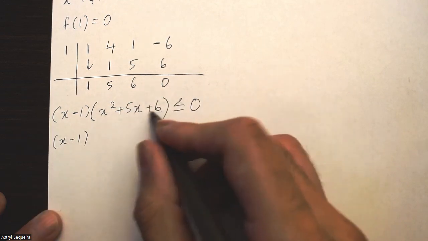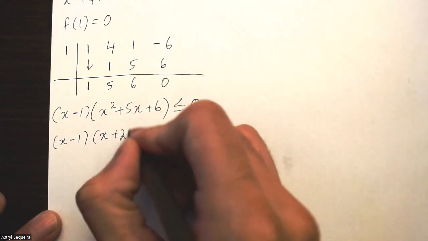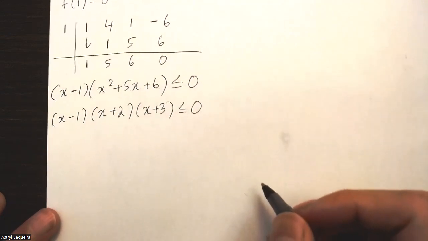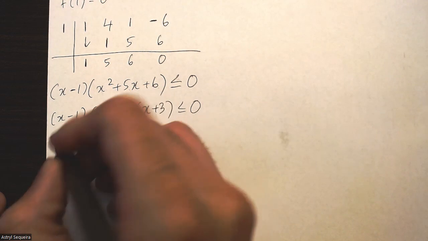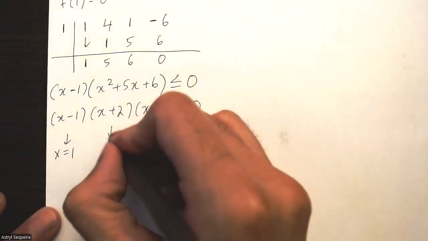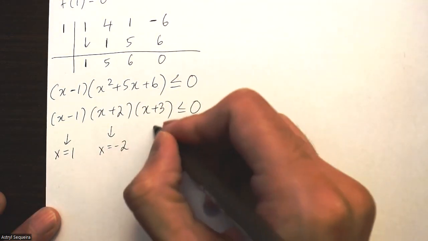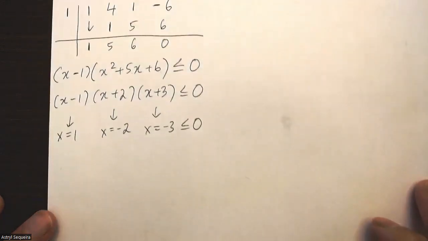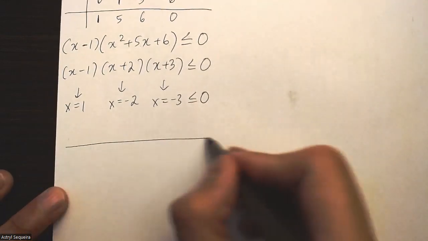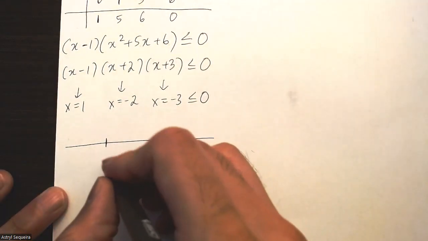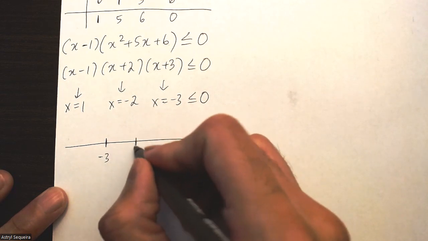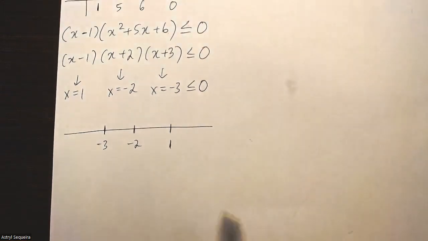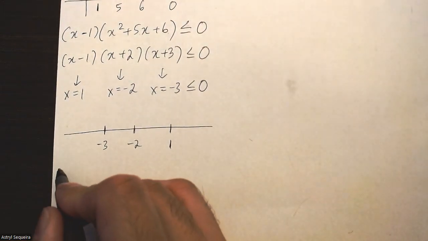So what multiplies to 6 and adds to 5? It's just 2 and 3. And then I want to use my number line to solve this. x equals 1, x equals negative 2, x equals negative 3. I'll put these on my number line. So negative 3 comes first, negative 2 comes second, and 1 comes last. And now I'll test the 4 intervals.